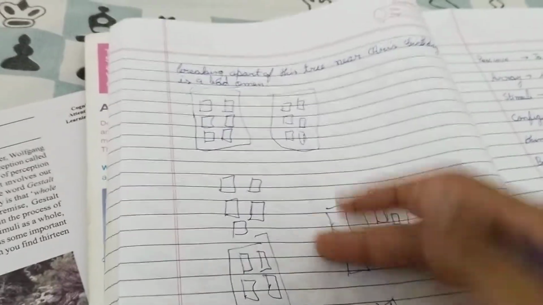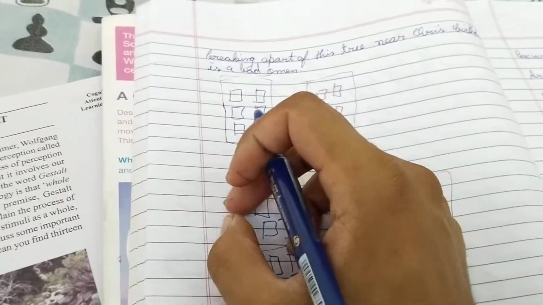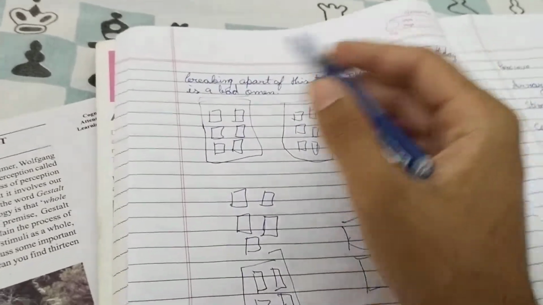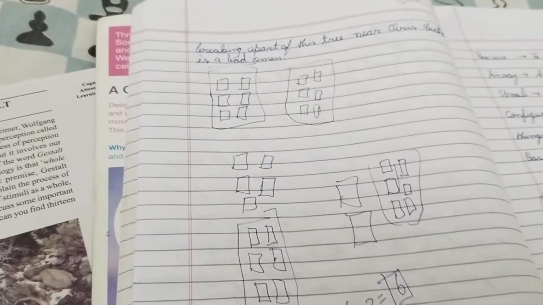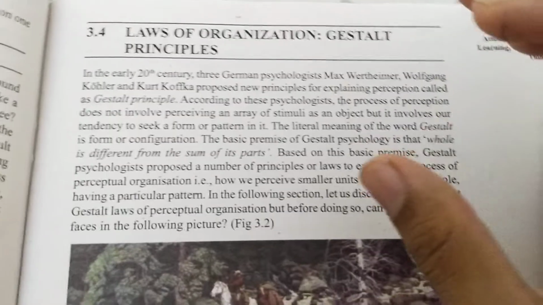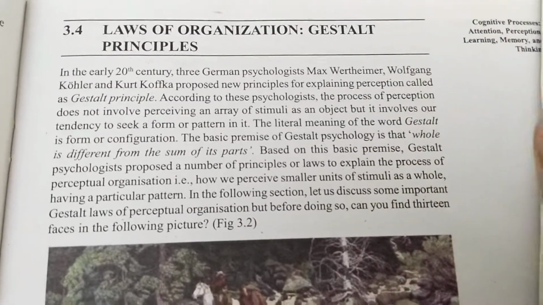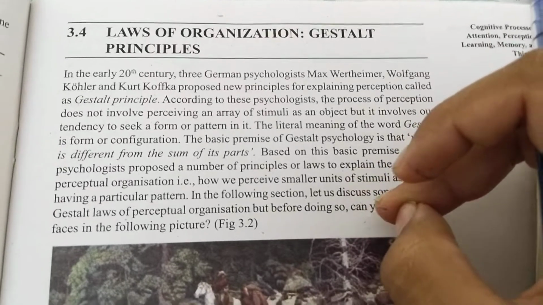What is the pattern? The pattern is that the difference between each line is the same. This is the pattern that you see in this page. Or the second pattern, you can see that this is of a particular shape. This is a parallelogram, you can say. So this is what seeking a pattern and taking smaller units as a whole means. In the following section, let us discuss some important Gestalt laws of perceptual organization.